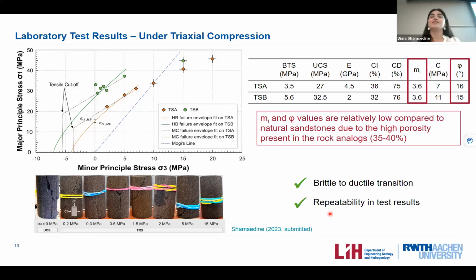Yes, thank you for the idea. Yeah, it's valuable to see the creep behavior of the 3D printed samples.